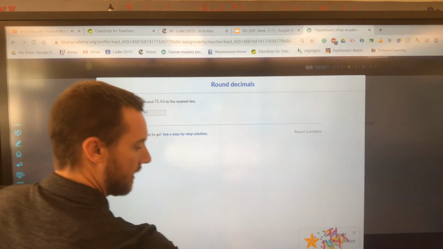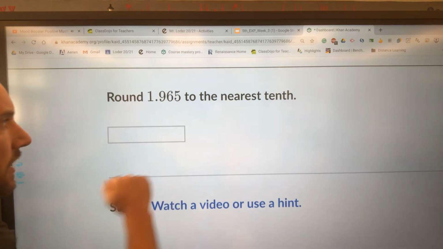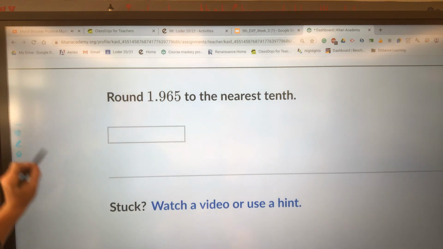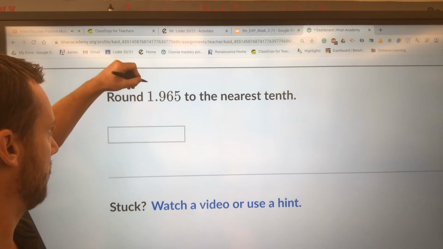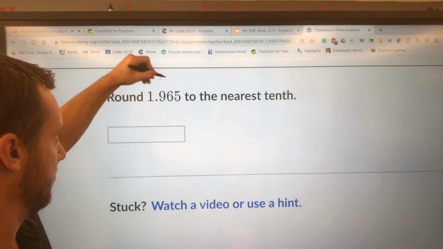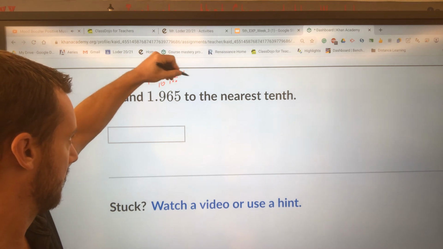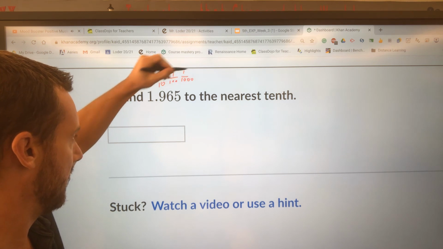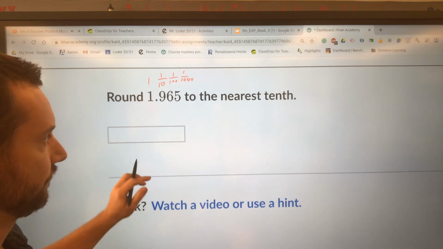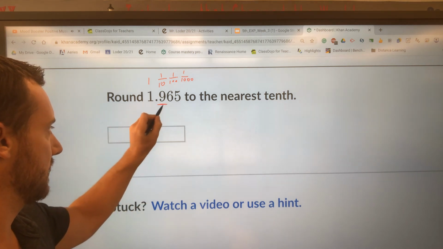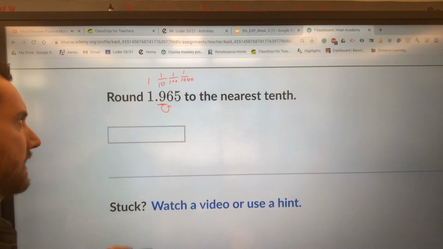Last one for today. Nearest tenths. Okay. So we know we have our ones, we have our tenths. Hundredths, thousandths. I'm writing it this way just because it's a little bit different. It's good to see it differently. So underline your tenths. Look next door. Is that 6, 5 or more? Yes, it is.